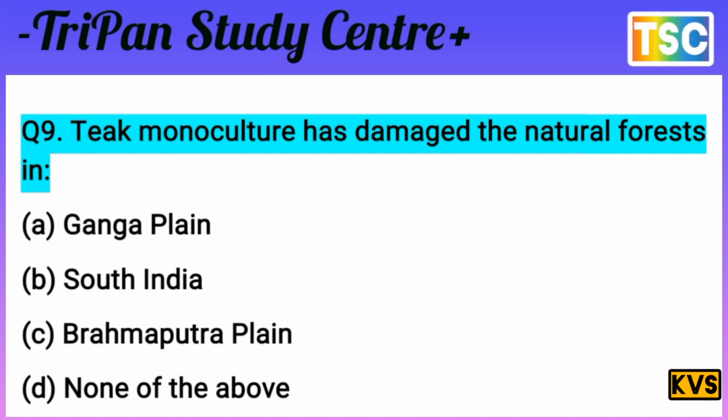You must have thought of your answer. Let's see what our answer is. The question is: teak monoculture has damaged the natural forest in. That's an important question for the exam view. The Ganga plain is not the applicable answer. Brahmaputra plain is nothing. But the answer is B, South India. Teak monoculture has damaged the natural forest in South India. The answer B is correct.